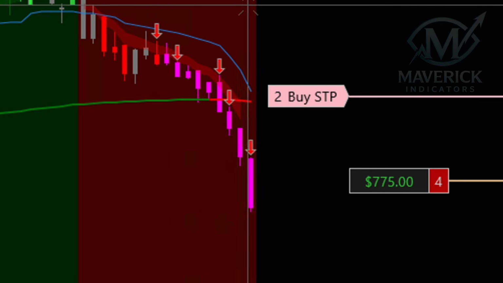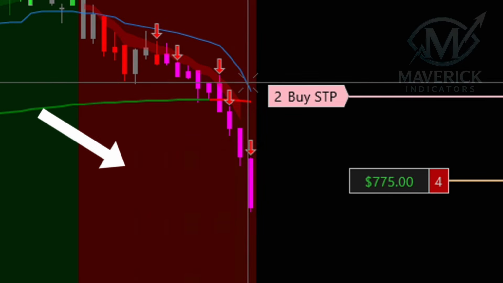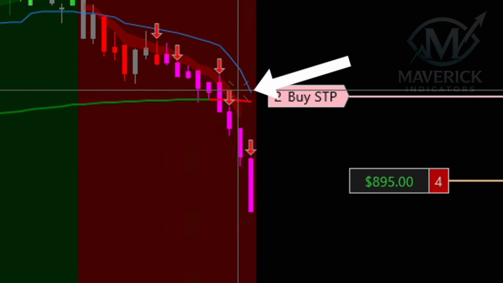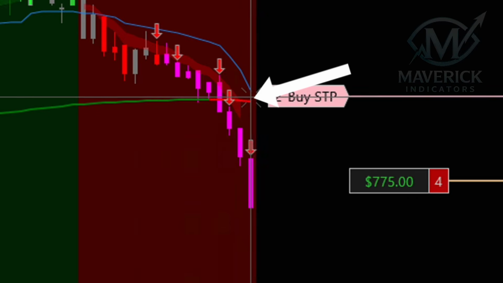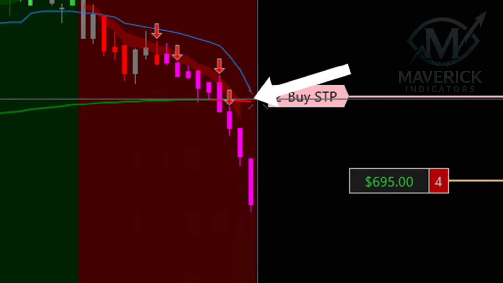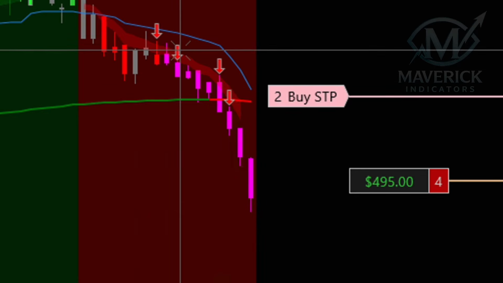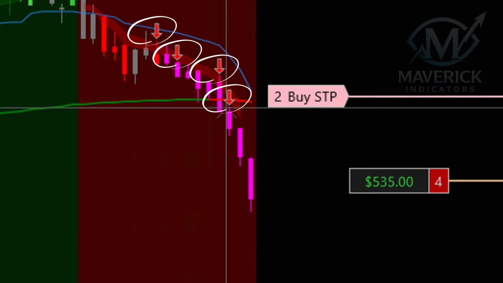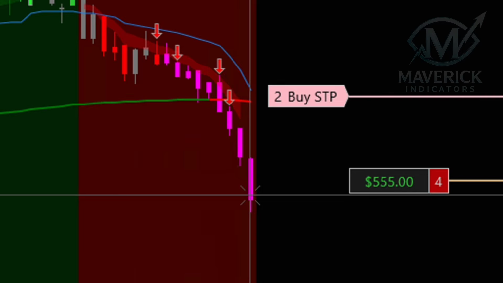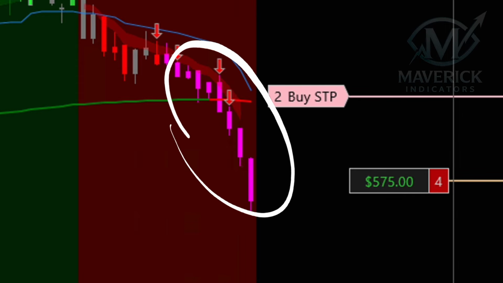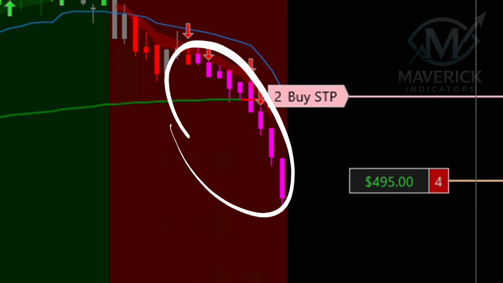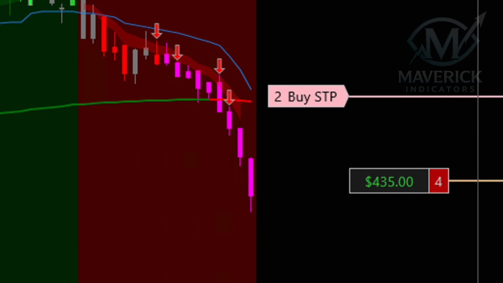First off, you have a red background. We are below the Maverick guide, which is this blue line. We are below the Maverick 200, which is your 200 EMA. It is now red. Look at all these down arrows. Beautiful thing. We have pink candles. Pink is your most powerful down candle. Okay, so we love getting pink. When you see pink, it most likely will sink.